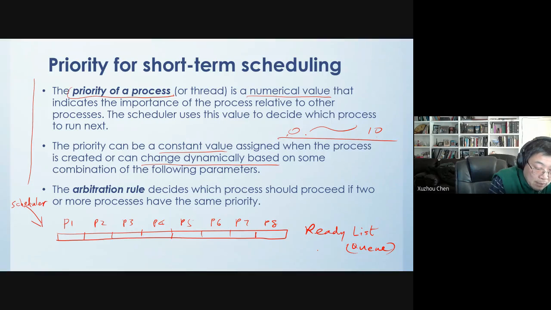There are 8 processes in the ready list, and process 1 has priority 2, process 3 has 4, 0, 5, 0, 1, 8, 9. Assume that 0 has the highest priority, and the larger numbers are lower. Now, who's going to be the next one? The scheduler finds there are 2 processes with the highest priority 0, P3 and P5.